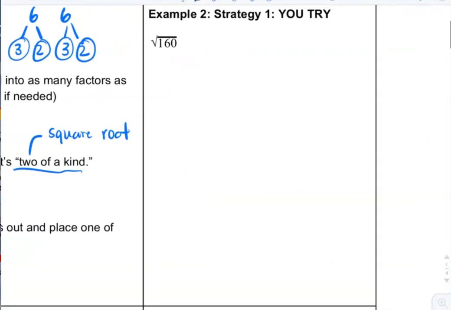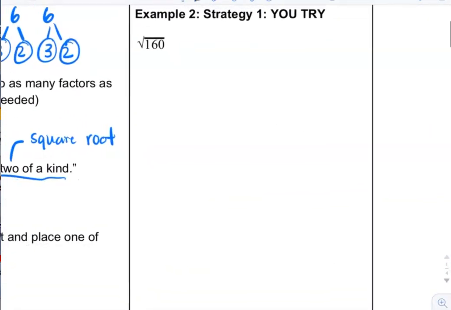So you guys can pause the video, use that strategy to simplify the square root of 160, and then we'll go over it.